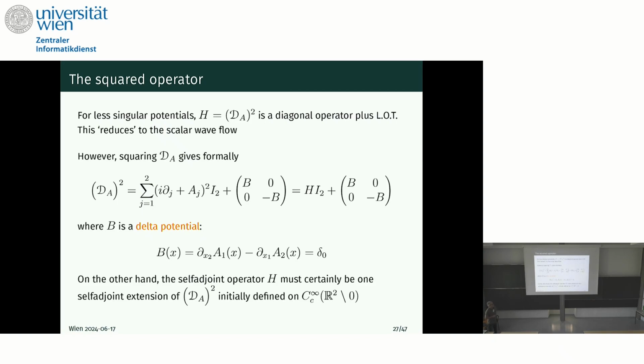And so this is a self-adjoint operator. Its square certainly is a self-adjoint operator. H is a self-adjoint operator, so H should be related with this. So why is this delta appearing? So what's going on here?